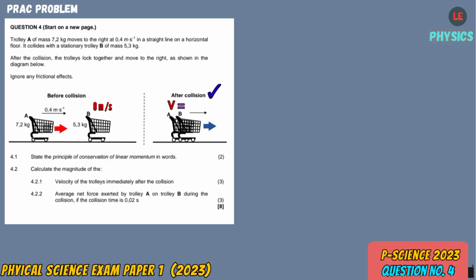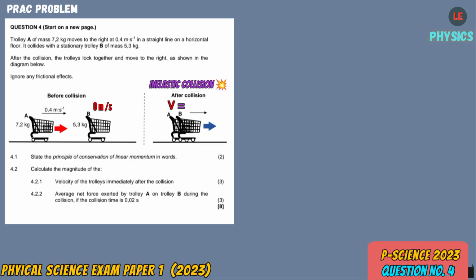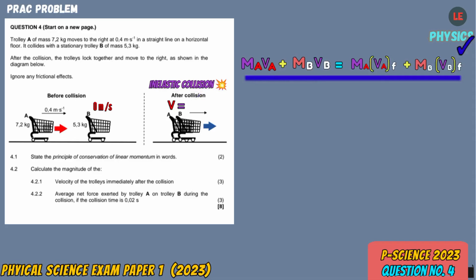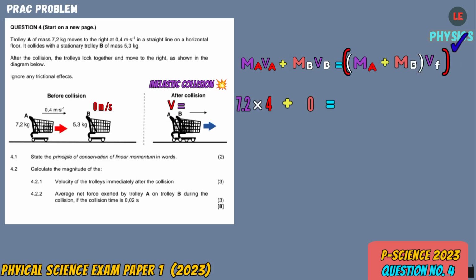When the objects collide and after collision, they stick together like in this scenario. Such a collision is called an inelastic collision. To calculate this velocity that we are instructed to calculate, we apply linear momentum. Total momentum before collision is the mass of this trolley times its velocity plus the mass of trolley B times its velocity. Momentum for trolley B before collision is 0 because it was stationary. We equate it all with total momentum after collision, where we combine the masses of the trolleys, times their unknown velocity.